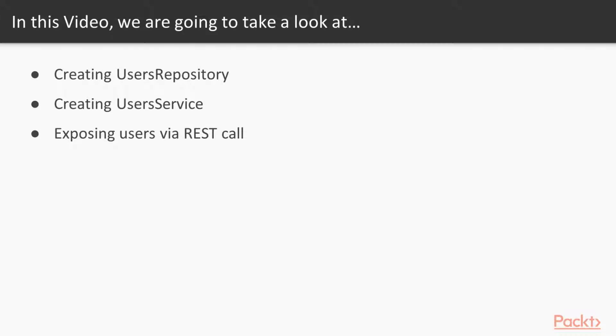At the beginning, we'll be creating the users repository. We will see how to create a very simple in-memory repository. We will be looking at these concepts more in depth in the next section. Next, we'll be creating the user service, a proxy between the controller and the repository. The final thing will be to expose our users via the REST call. So let's start coding.